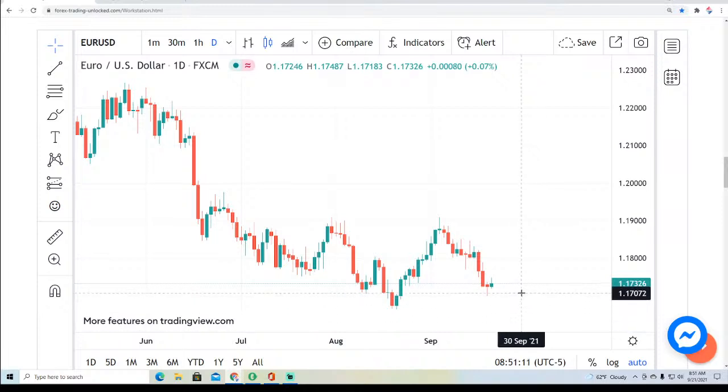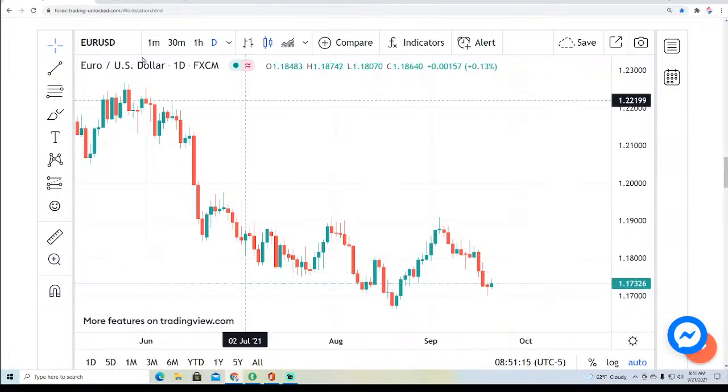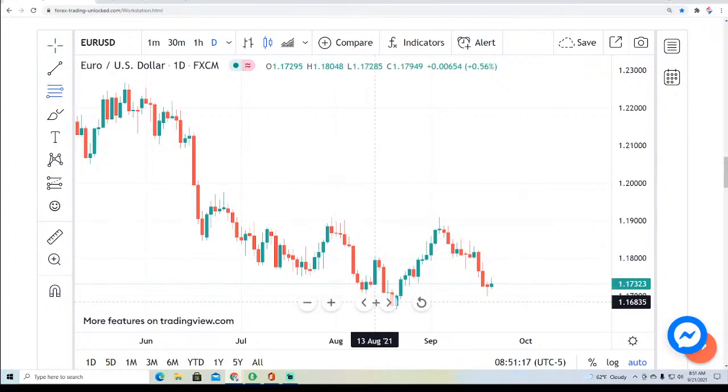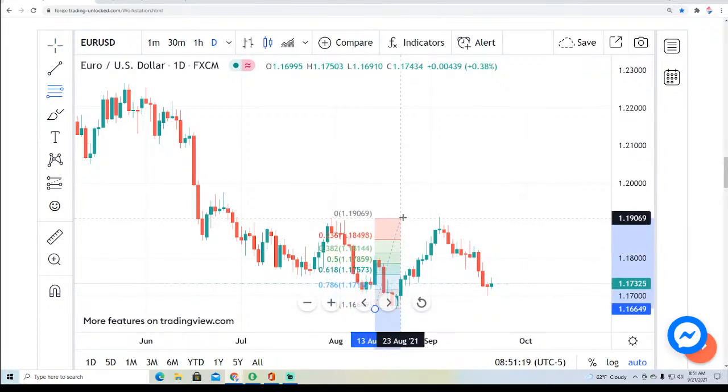Remember that there's a lot of noise. The algos could start spiking around and start going crazy. All right, so let's see. We came off a lower move low, and then look at this.